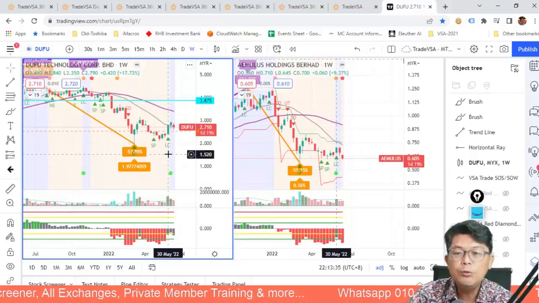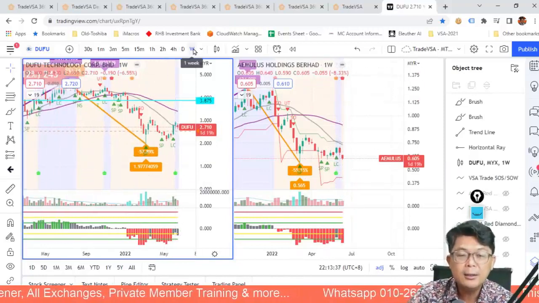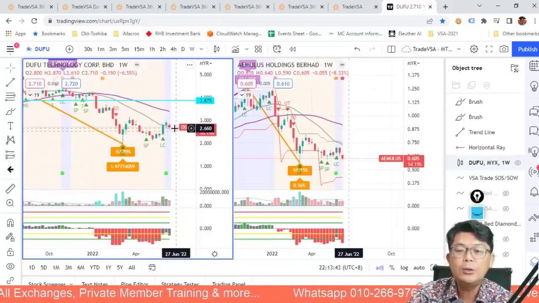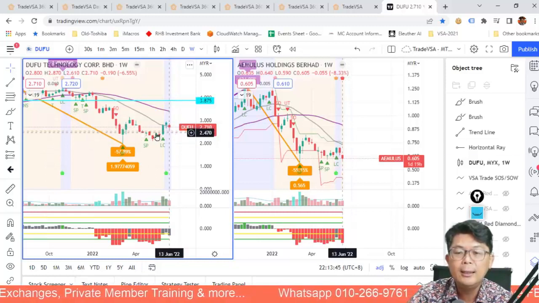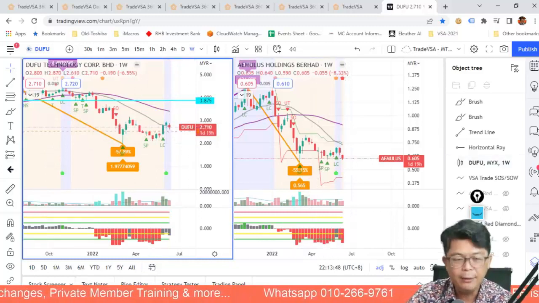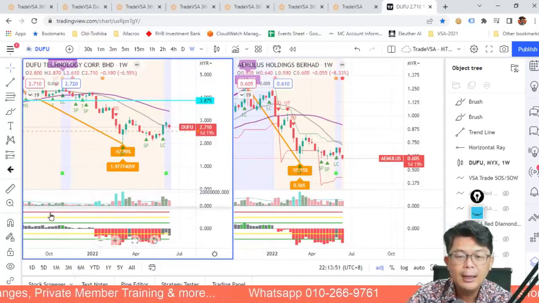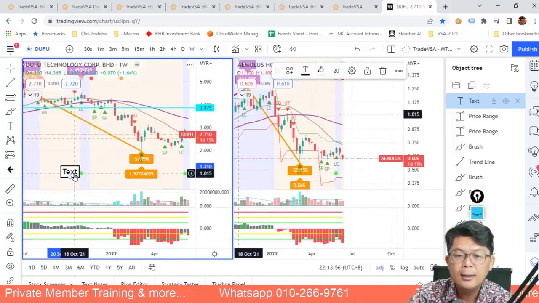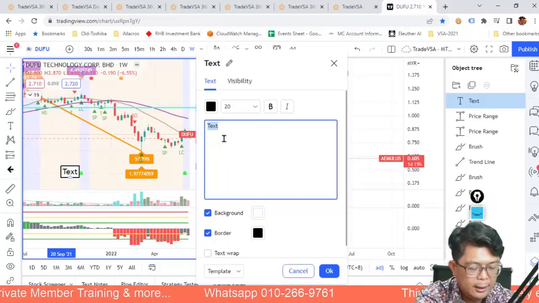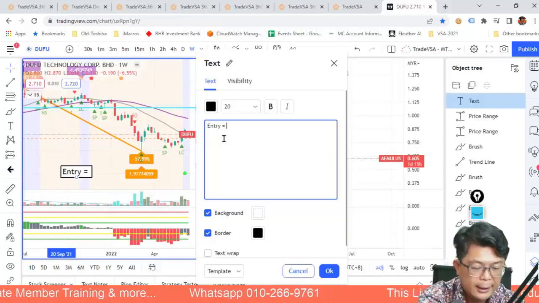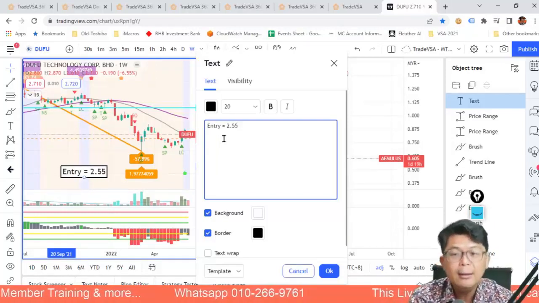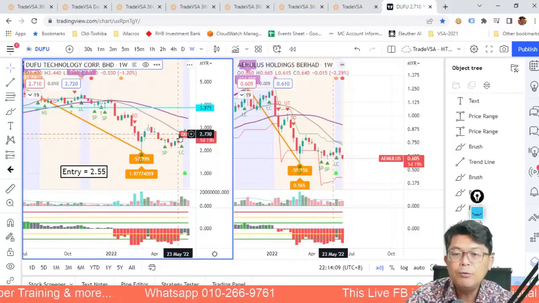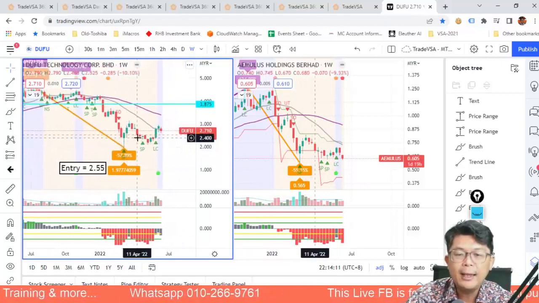So we have DUFU. Now remember, DUFU just turned green pentagon on the weekly chart. Very, very nice entry in here. Let's say we decided to enter maybe at the lower support here at this price, 255. Let me just put it in here. Let's say 255. If you want to enter higher, you also can, but for this one we're just using it as an example here. 255.